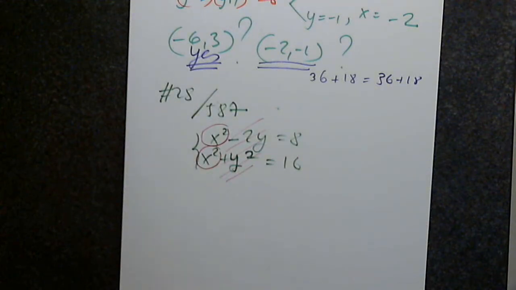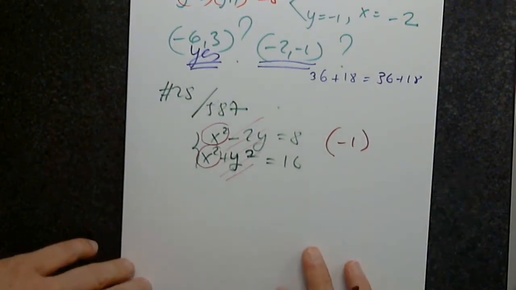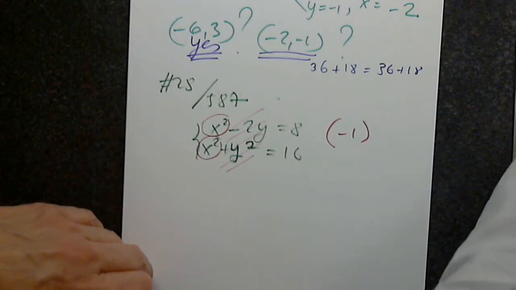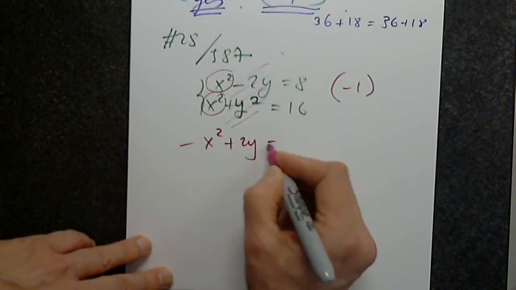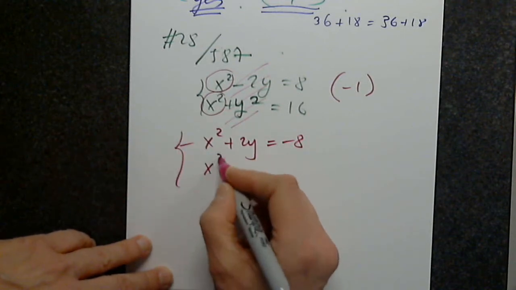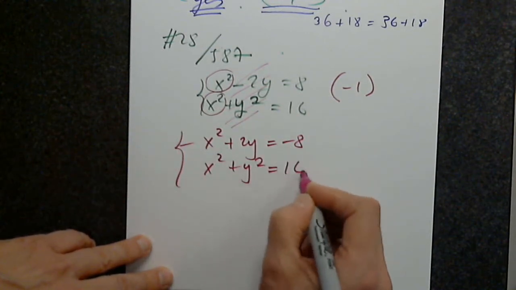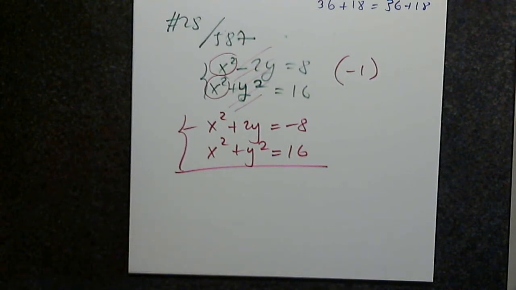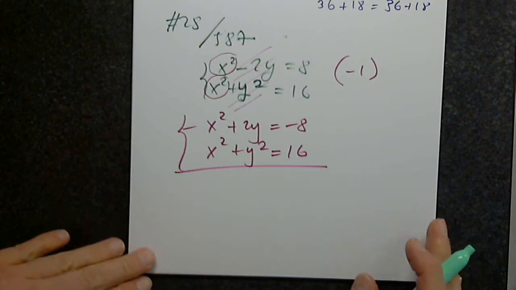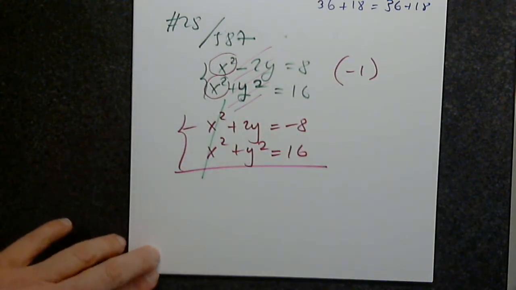So multiply by negative 1. Multiply the first one, let's say, or the other one, it doesn't matter, by -1. So negative x squared plus 2y equals -8, and x squared plus y squared equals 16. And this is pretty nice. So you multiply times -1 the first one, each and every term, not missing anything. Yes. So we can eliminate the x squared. Yes, and these two are gone.